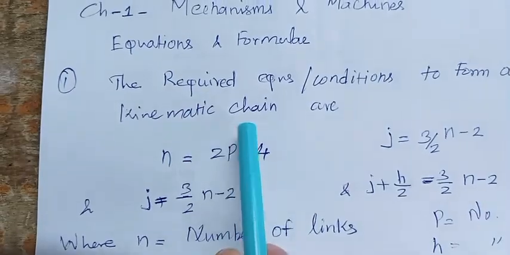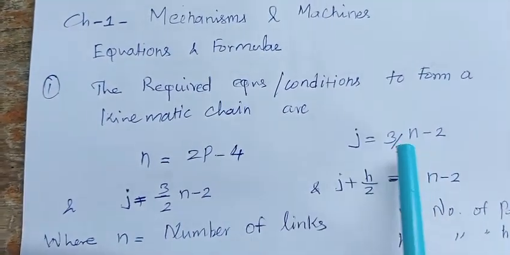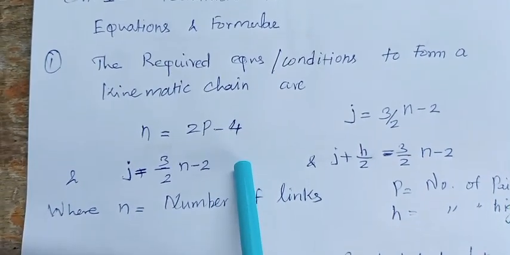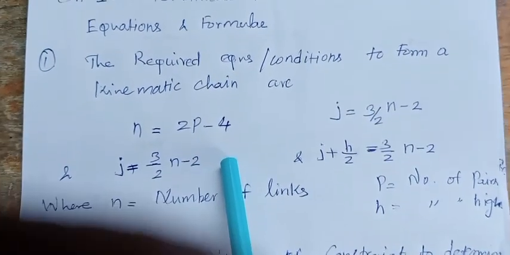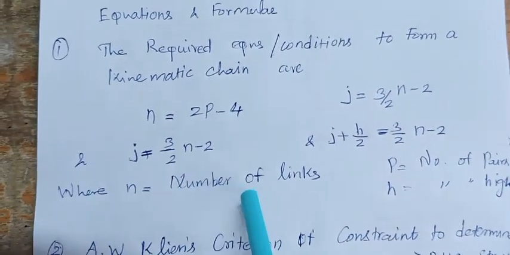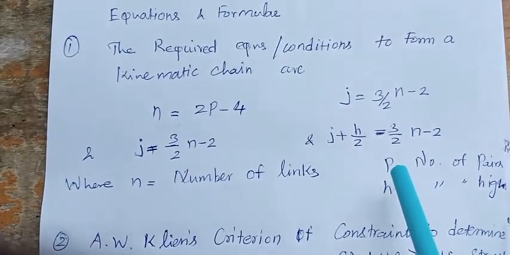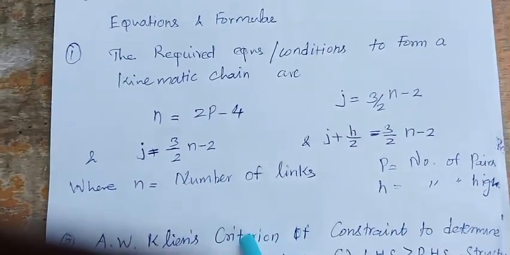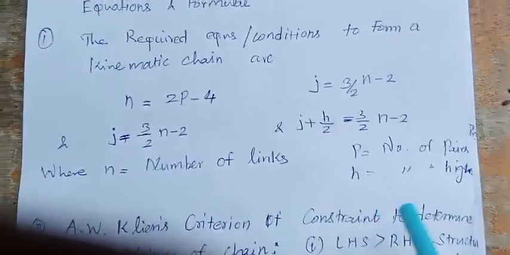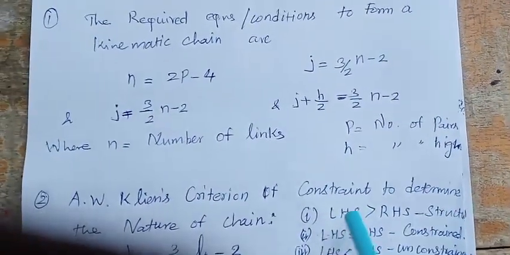The required equations are the conditions to form the kinematic chain. So the condition for a kinematic chain is n equal to 2p minus 4, j equal to 3 by 2 into n minus 2. So here n equal to number of links, p equal to number of pairs, and h equal to number of higher pairs.